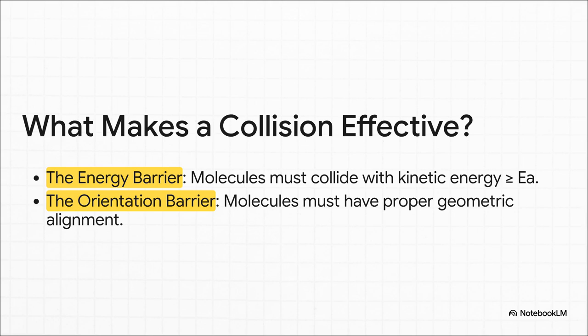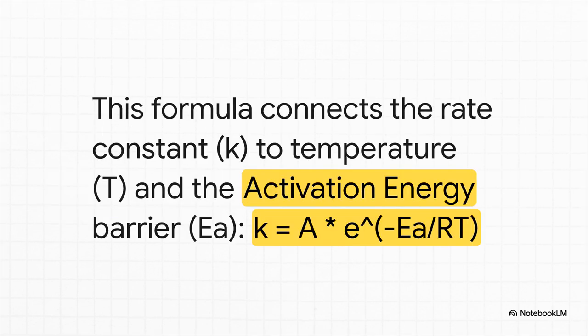First, they need to slam into each other with enough energy to break their old bonds. We call this minimum energy the activation energy. And second, they have to hit each other in exactly the right way, with the right parts lined up, kind of like two puzzle pieces clicking together. If you're missing either the energy or the right orientation, they just bounce off each other. No reaction.